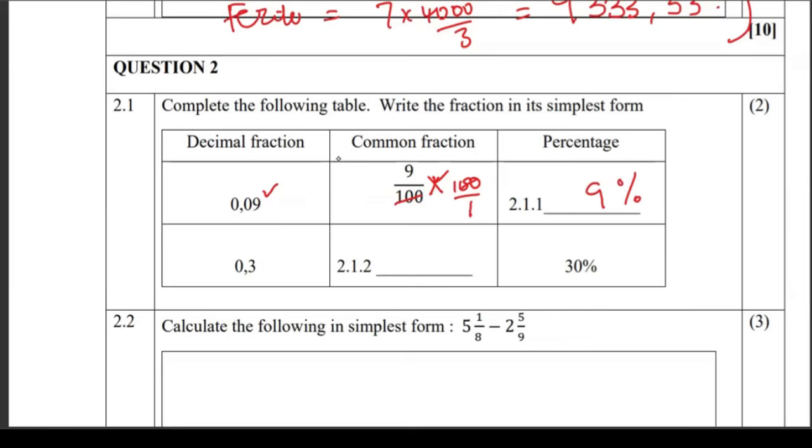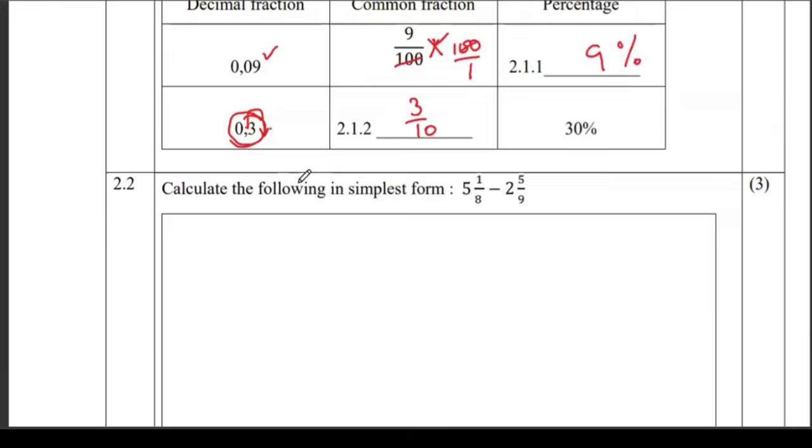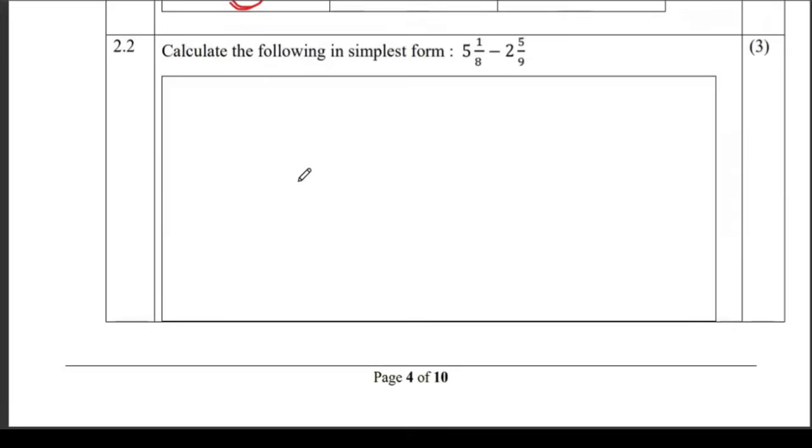Then how do we move from a decimal fraction to a common fraction? Just count how many digits the comma needs to move to be in front of the digits. So it's going to be 1 step. If it's 1 step, then it is the same as 3/10. And then 2.2, calculate the following in the simplest form.